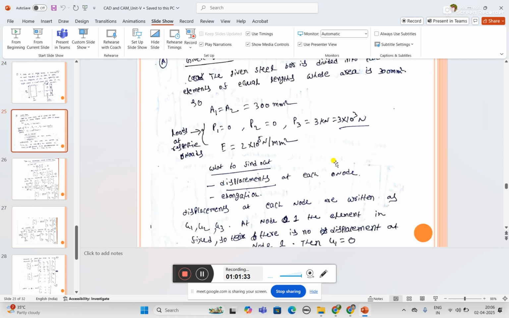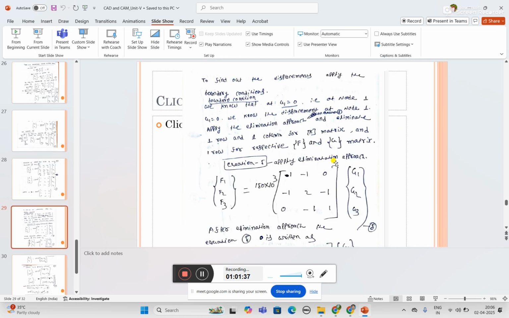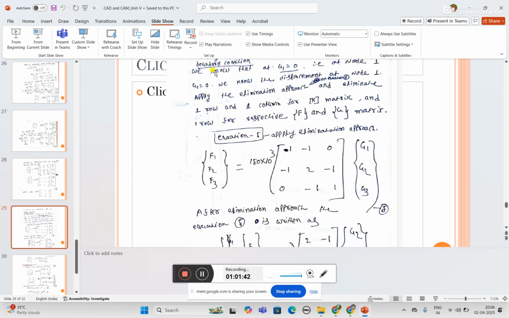ఓకే, ఫస్ట్ గ్లోబల్ ఈక్వేషన్ అయిపోయిన తర్వాత మనము బౌండరీ కండిషన్స్ అప్లై చేసుకుంటాం. మనం ఇక్కడ అప్లై చేసేటప్పుడు, we know that U1 is equal to 0 at node 1. That's why U1 is equal to 0. We know that displacement at node 1 లేదు కాబట్టి, నేనేం చేస్తున్నానంటే I'm using the ఎలిమినేషన్ అప్రోచ్ అనమాట.